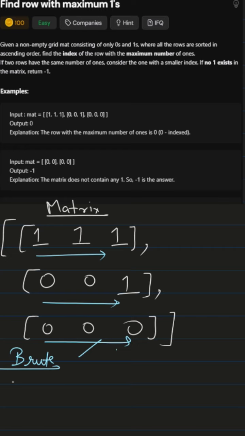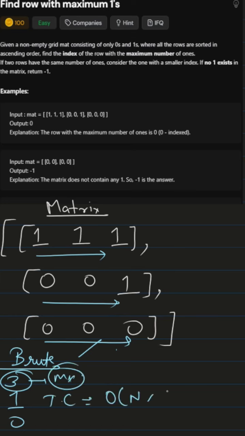So in our case, the first row will have 3, then the next will have 1, and the next will have 0. So this row will have the max number of ones. So this is the brute force solution. The time complexity of the solution is equal to big O of n into m, which is the number of elements, and the space complexity is going to be big O of 1. So no extra space will be taken.